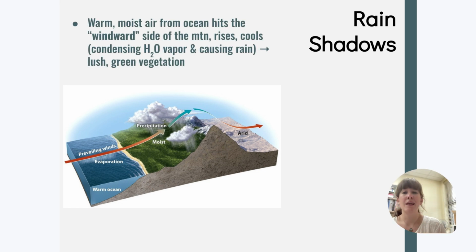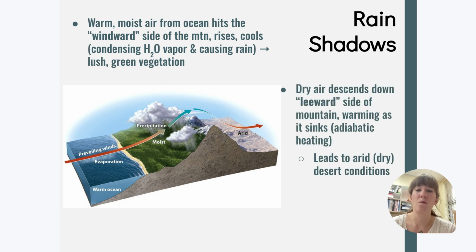Okay, so in bullet points, in terms that you could write down if you didn't get all of that from me just saying it: warm air from the ocean that's holding water hits what's called the windward side. So the side of the mountain that the wind is hitting is the windward side. It goes up, it cools, drops its water, and you get rain. Rain is good for growing things. So you get lots of vegetation, you get very forested kind of areas there.